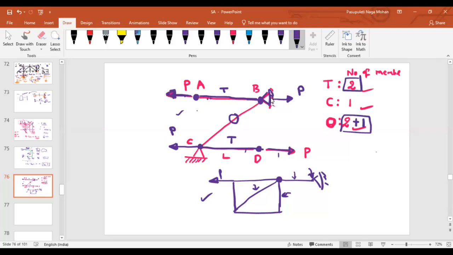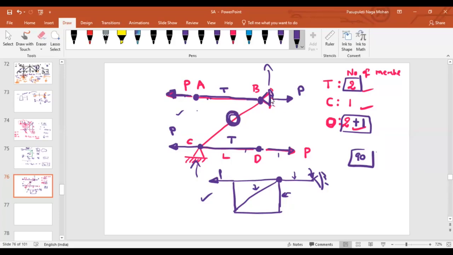See, if 100 students have attempted this question, I can say 90 students might have committed the mistake, just because of this member BC. Why? Because where is the problem? Supports are indeterminate. You cannot find the vertical reaction here, and you cannot find the vertical reaction here. This problem is set up in such a way that most students will commit the mistake. But the answer is the member force in BC is 0.